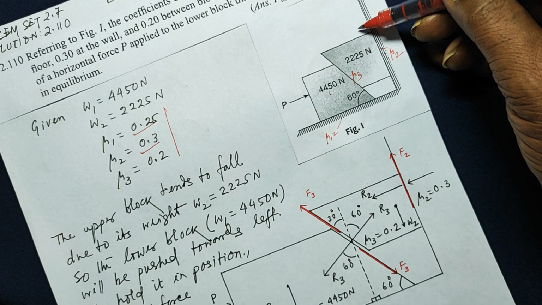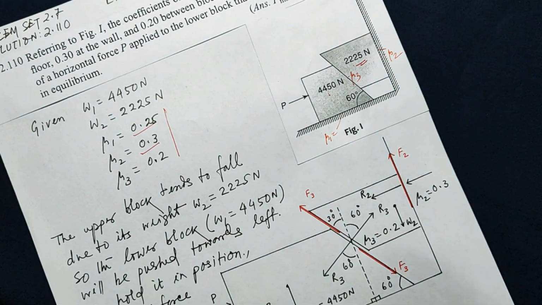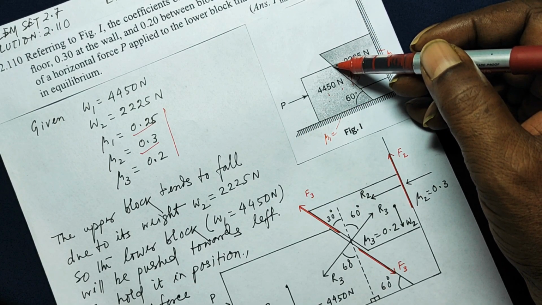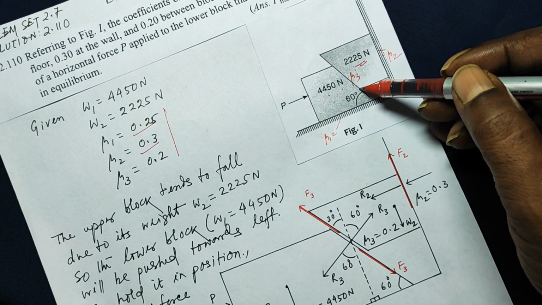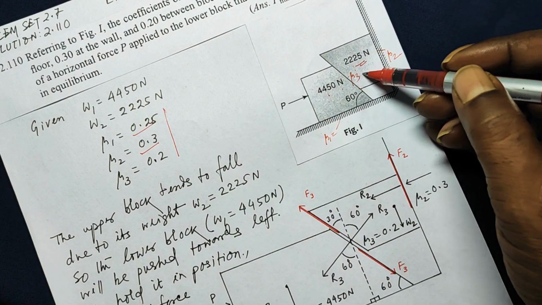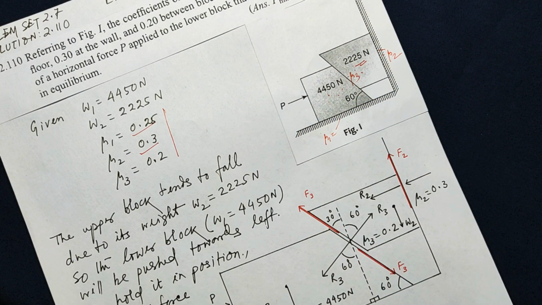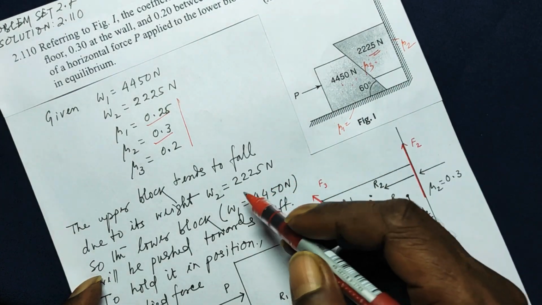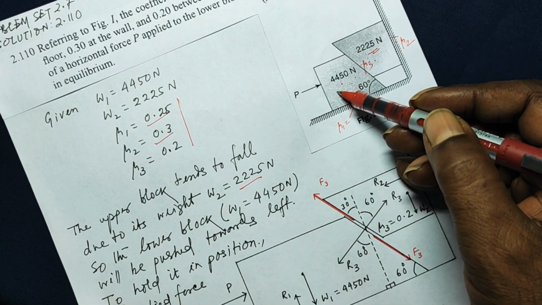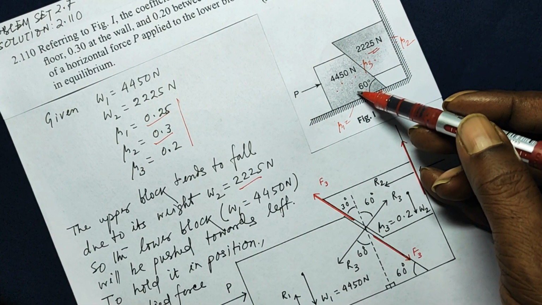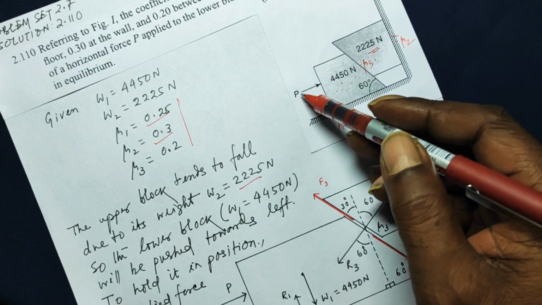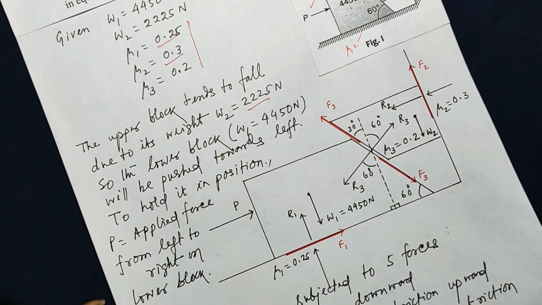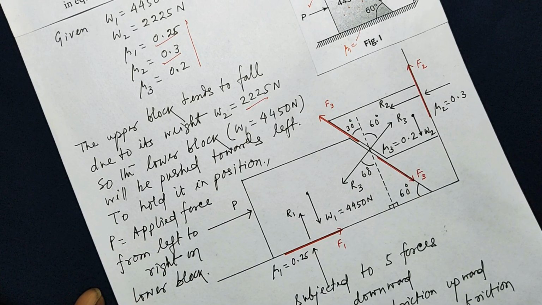This block will try to move down due to its own weight, so this block will be pushed towards the left. Between the two blocks, this is the surface in contact, so there will be a force of friction which will be common to this block as well as this block. But we have to identify their directions. Now the upper block tends to fall due to its weight W2, that is 2225 Newton, so the lower block will be pushed towards the left. To hold the system in equilibrium, we have to apply a horizontal force P to this side, and we have to find out the value of P. So P is the applied force from left to right on the lower block.